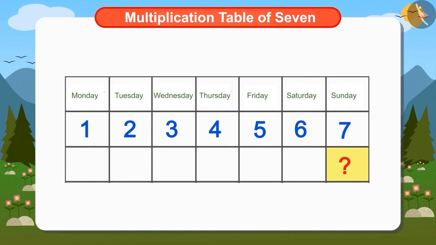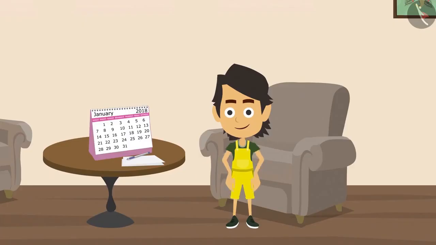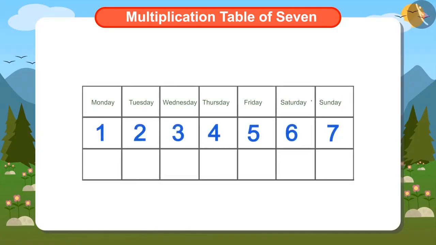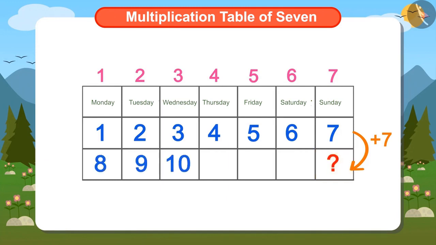Can you help Ayushman get the answer? Ayushman knows that there are 7 days in a week. So, if 7 is added to today's date, 7th, then next Sunday's date will be easily known. If we add 7 to date 7th, the answer will be 14. Ayushman has found out that next Sunday the date will be 14th.